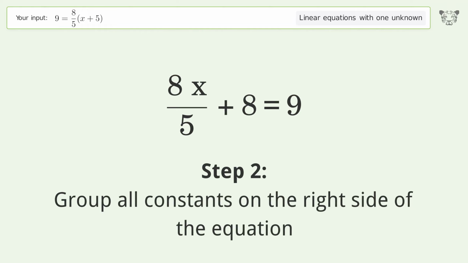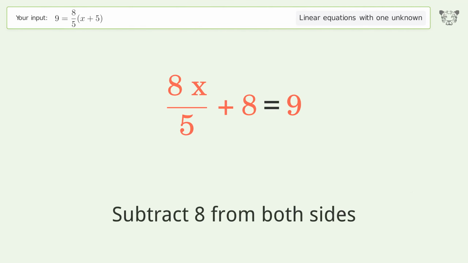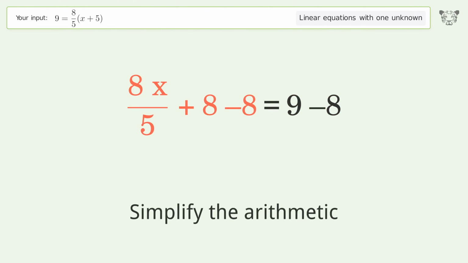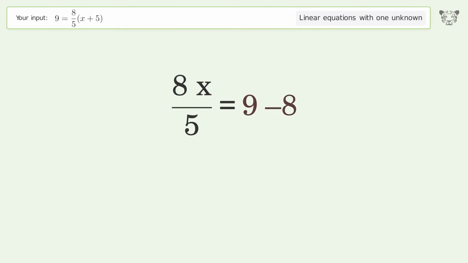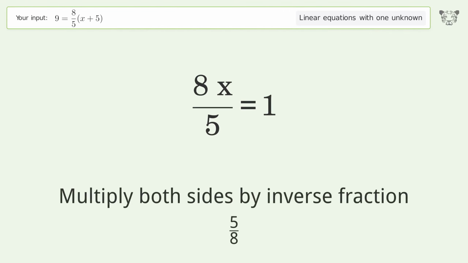Group all constants on the right side of the equation. Subtract 8 from both sides. Simplify the arithmetic. Isolate the x. Multiply both sides by inverse fraction 5 over 8.